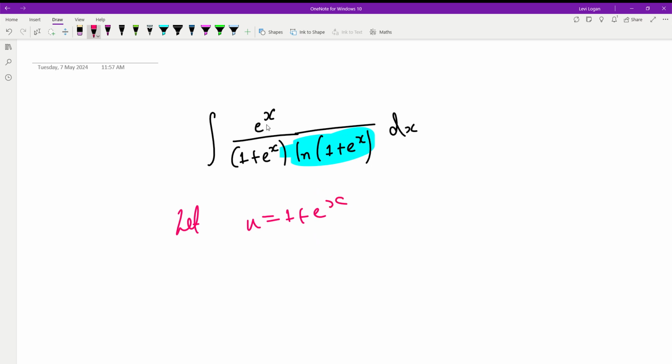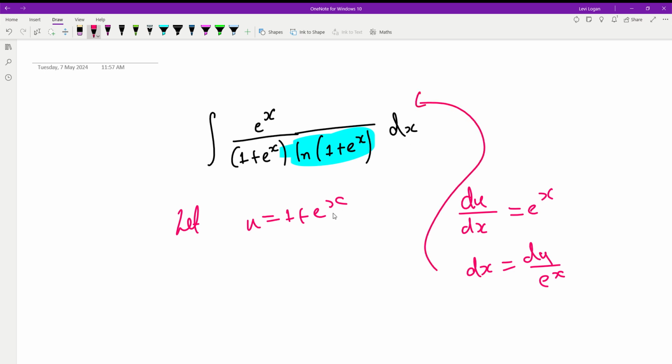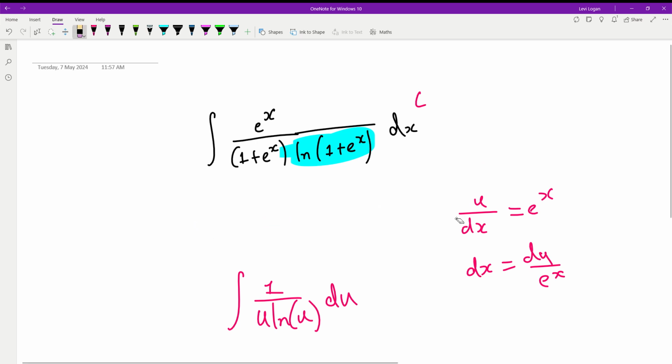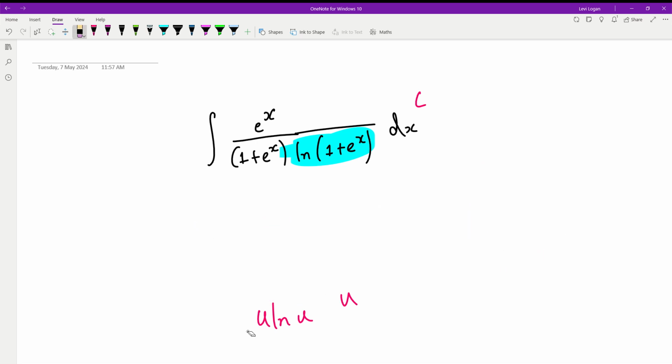Well, that would cancel out the top bit because you would get du on dx equals e to the x. And then if you rearrange it, you get dx equals du on e to the x. And that would cancel out the top bit if you make that substitution there. However, you're still going to have a scenario where you have 1 over u, natural log of u du, which isn't much better than the integral you've actually just got. So instead of just doing 1 plus e to the x, if you do natural log of 1 plus e to the x, it actually is a lot easier.